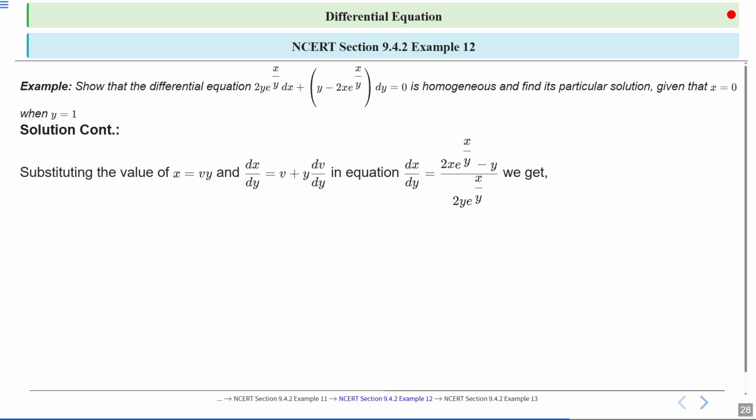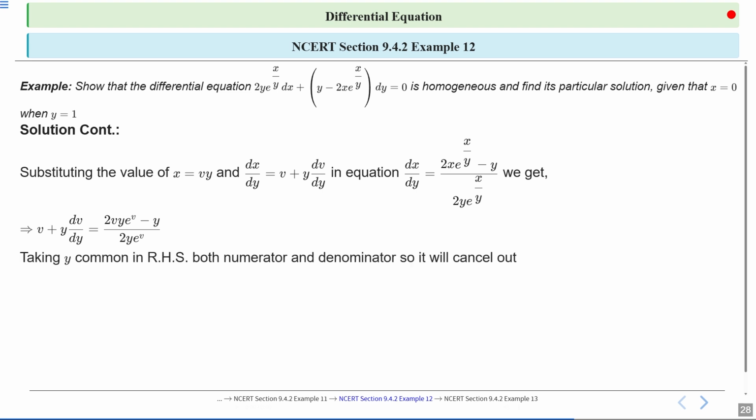So we substitute these values in the equation dx/dy = (2x e^(x/y) - y) / (2y e^(x/y)). We get v + y dv/dy = (2vy e^v - y) / (2y e^v). We just substitute the value of dx/dy and use x = vy. Now taking y common in the right hand side, we get v + y dv/dy = (2v e^v - 1) / (2e^v).